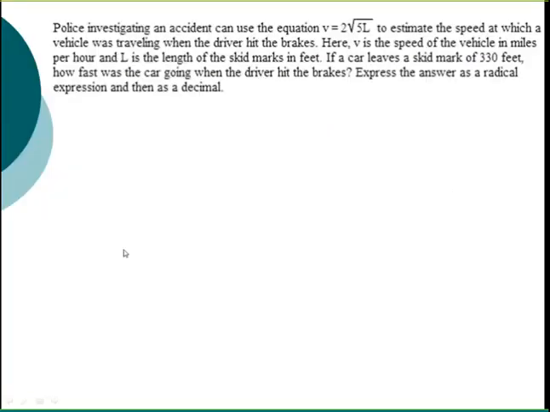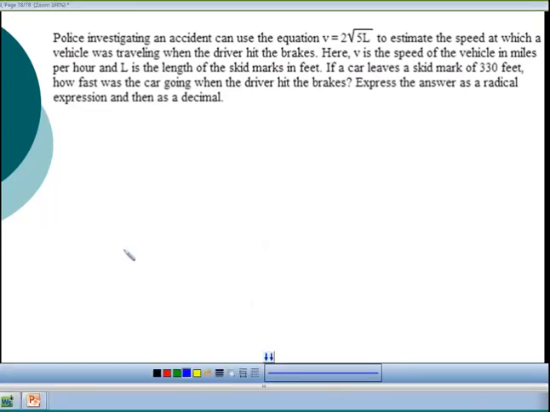And then you have an application problem just like this one, where it says the police is investigating an accident, and they use this equation. You'll have the same equation in your assignment. It's just going to be different numbers. To estimate the speed at which a vehicle is traveling when the driver hit the brakes, here V stands for the speed of the vehicle in miles per hour, and L is the length of the skid marks in feet. The car leaves a skid mark of 330 feet. How fast was the car going when the driver hit the brakes? So really all you have to do here is recognize that this is the feet for the skid mark, and so that goes in for L.